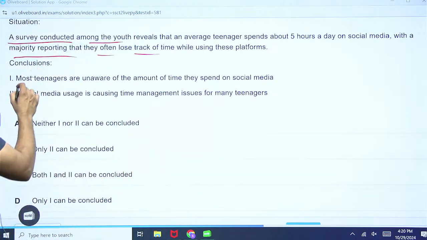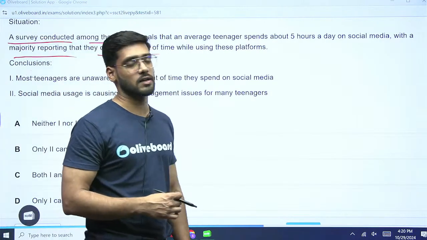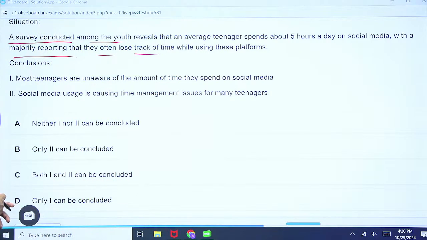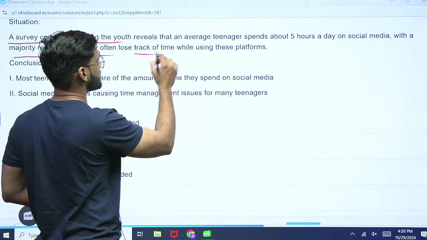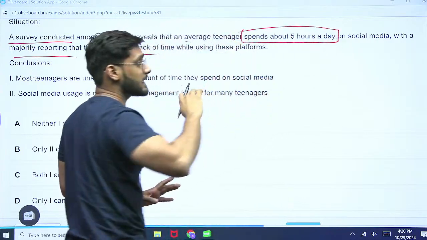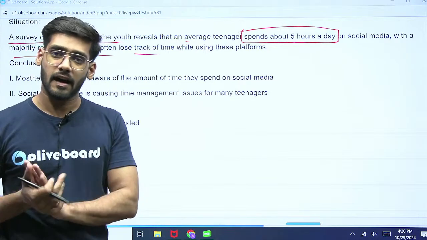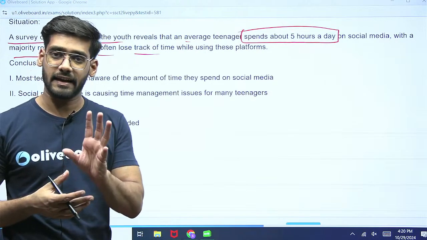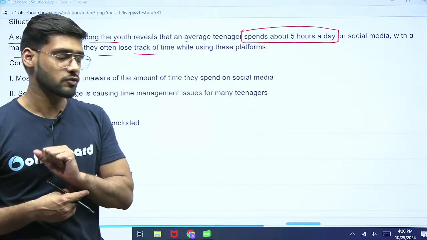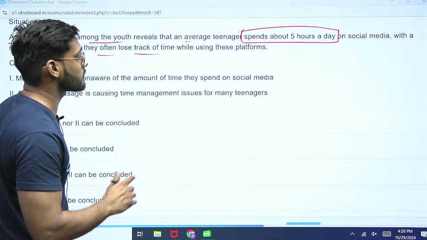Okay. Conclusion number 1. Most teenagers are unaware of the amount of time they spend on social media. No, this is not the true one. Why? Because a survey reveals that an average teenager spends about 5 hours a day. It means it is known that they spend 5 to 6 hours a day. So they are very well aware that they are spending the time on social media.